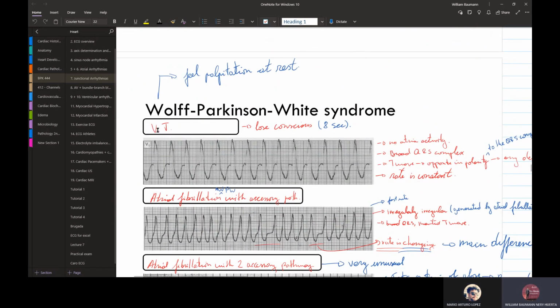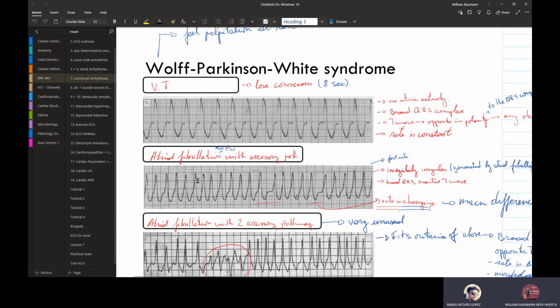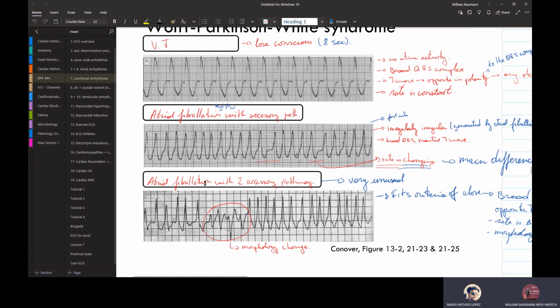So here we see ventricular tachycardia. Atrial fibrillation, Wolff-Parkinson-White syndrome with accessory pathway. Atrial fibrillation with 2 accessory pathways. So a person could have 2 accessory pathways. Yeah, in this case, very unusual, but it could happen.